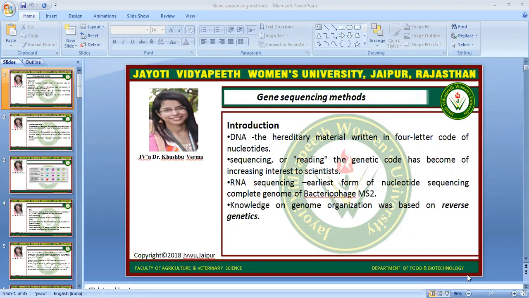So DNA is the hereditary material written in a four-letter code of nucleotides. Sequencing or reading the genetic code has become of increasing interest to scientists, and RNA sequencing is the earliest form of nucleotide sequencing, with the complete genome of bacteriophage MS2. Knowledge of genome organization was basically based on reverse genetics.